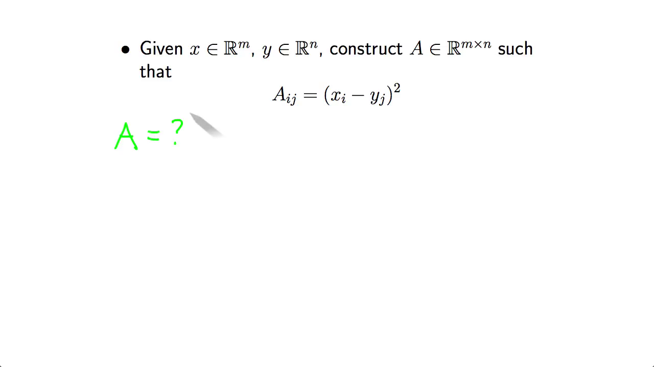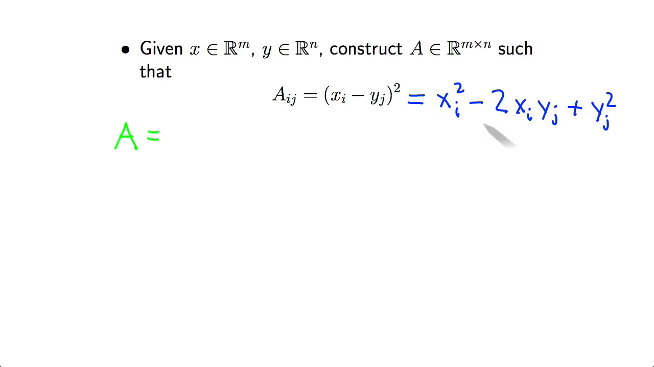Now, this is somewhat tricky, but to do this, let's first expand the terms in this squared difference here. So what we have, expanding these terms, is xi squared minus 2 xi yj plus yj squared, just writing out this expression. And let's look at each of these different terms individually.